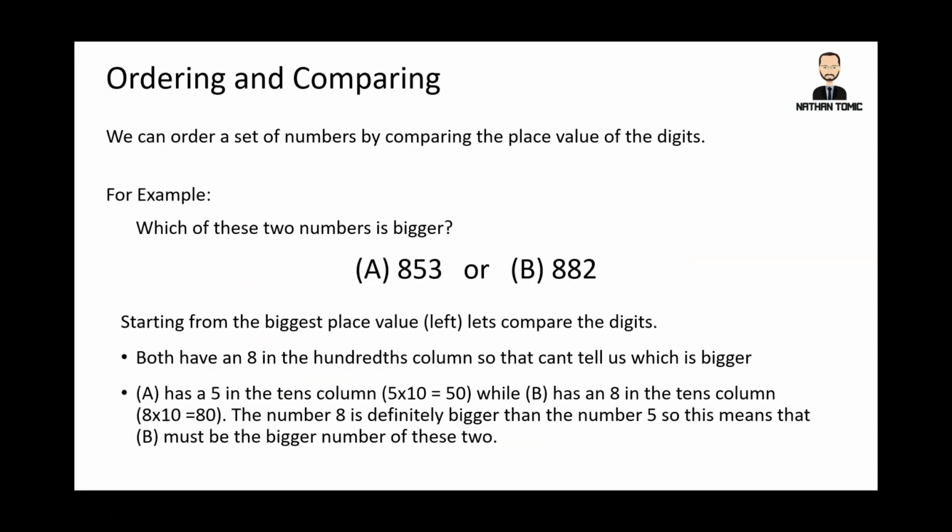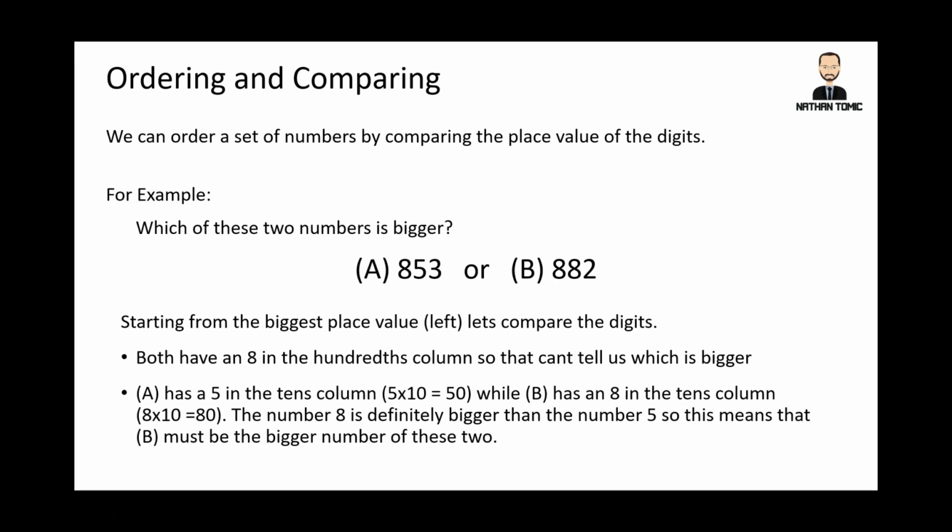Now, if we want to order or compare numbers, we do this by comparing the different values of the digits in their place value. So for example, which of these two numbers is bigger? A is 853, or B, which is 882. Now you can probably tell just by looking at it, but let's understand why.